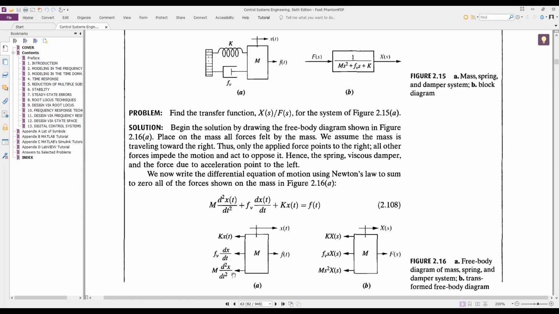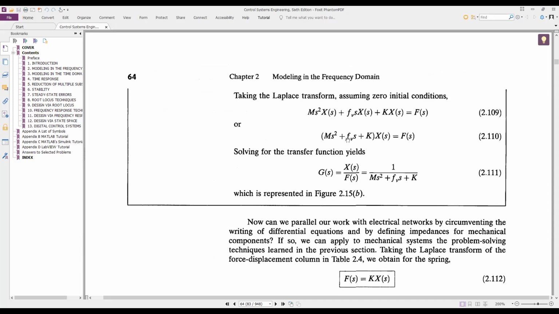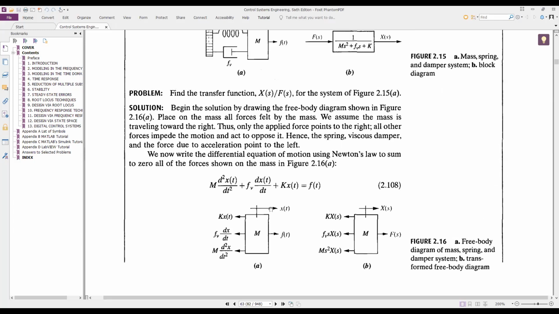Now convert this to the S domain, the frequency domain. So Kx(s), Fb s x(s), Ms squared x(s), and here F(s). Now put the equation. The summation of these three is equal to F. Simple. Instead of this, write Kx(s) plus Fb s x(s) plus Ms squared x(s). Let me show you.